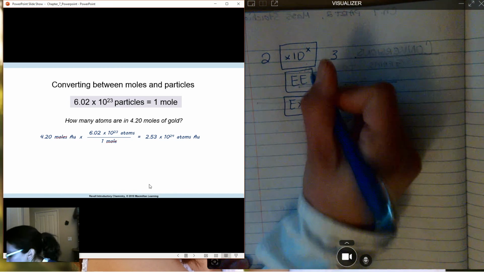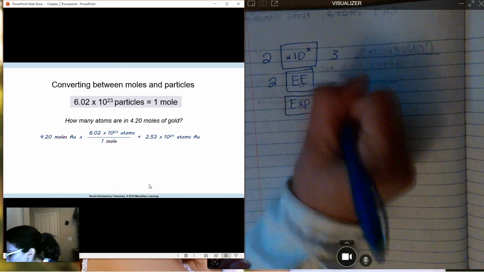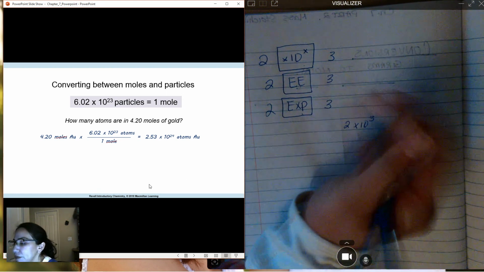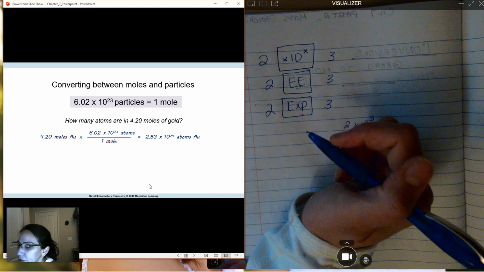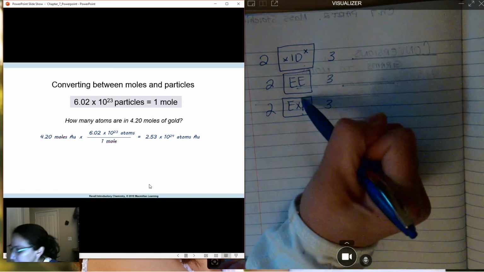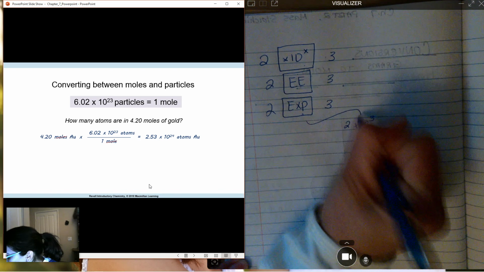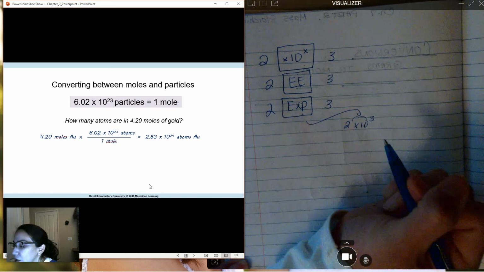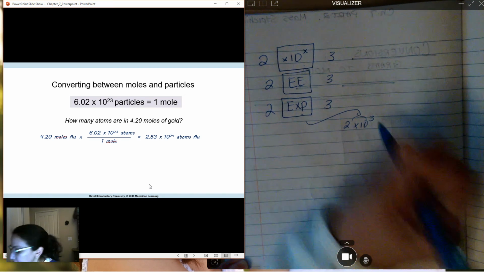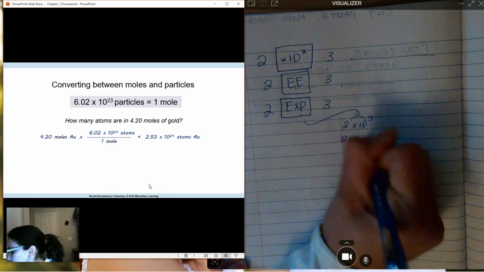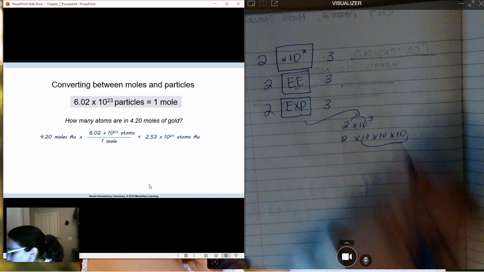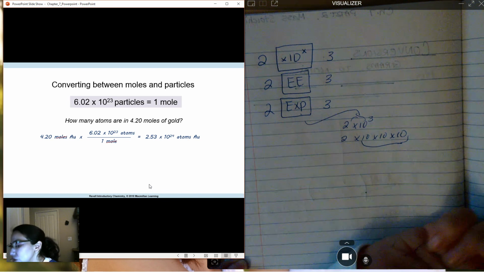If I had this one, I'd do exactly the same. 2, this button, and then the 3. I'm not going to push the multiplication symbol on here because that's going to give me something completely different. These buttons here all represent this, which means to the power of 10. And then how many times are you going to multiply it by the power of 10? So this is 2 times 10 times 10 times 10. This is 3 times. So you're multiplying by 10 3 times.